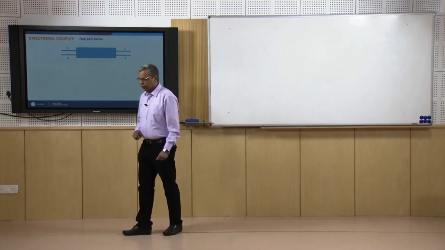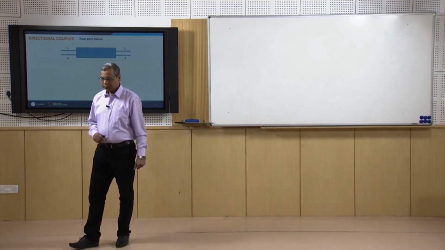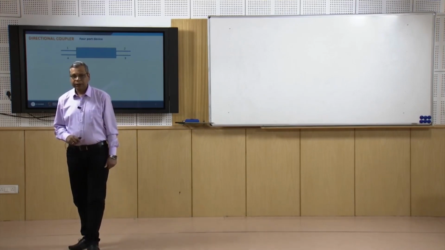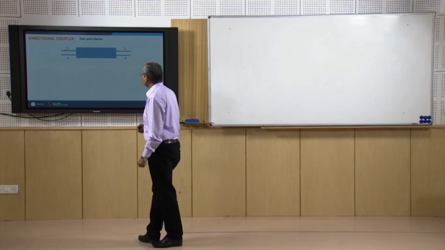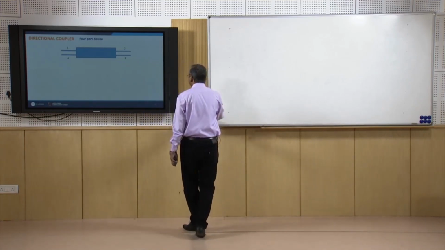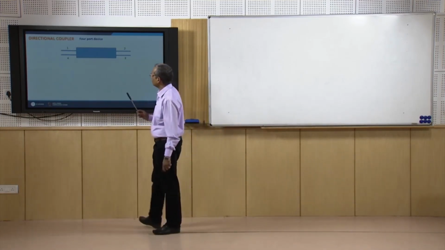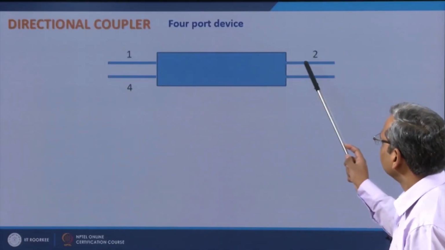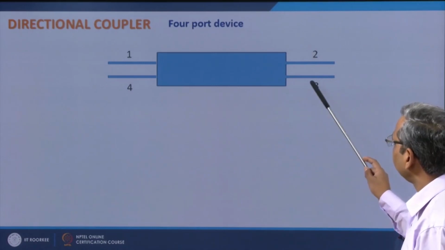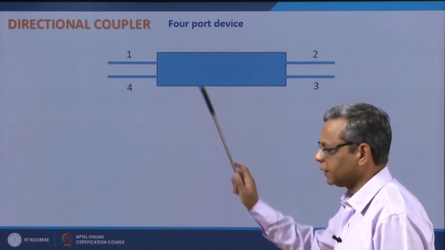The very basic and very important component using optical fiber is the directional coupler. What is a directional coupler? It is essentially a 4-port device. So, we have a fiber here, a fiber coming out here, a fiber coming out here, and a fiber going inside here.